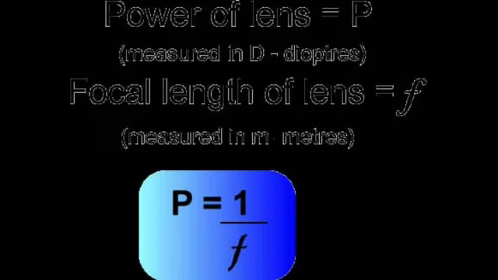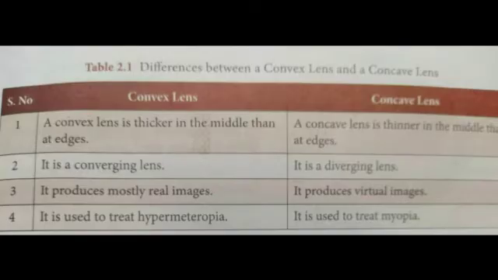P is equal to 1 by f. The SI unit of power of a lens is diopter. It is represented by the symbol D. If focal length is expressed in m, then the power of lens is expressed in D. Then 1D is the power of a lens whose focal length is 1 meter. 1D is equal to 1 per meter. By convention, the power of a convex lens is taken as positive, whereas the power of a concave lens is taken as negative.